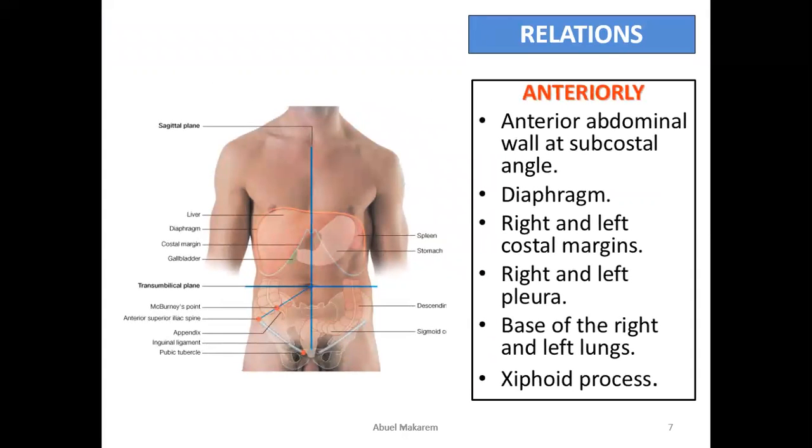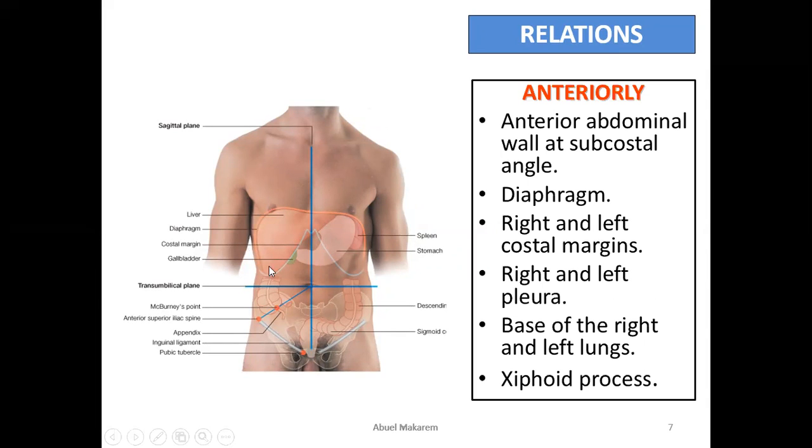Now coming to some of the relations of the liver. Anteriorly, we have the anterior abdominal wall, which will be covering the liver at the subcostal angle. Okay, then above as well as anterior, we have the diaphragm, which is covering, as well as the right and left costal margins. So this is the right costal margin, and here will be the left costal margin, which will be covering the liver, and the right and left pleura.